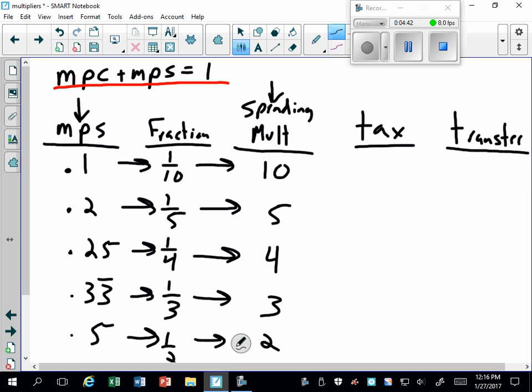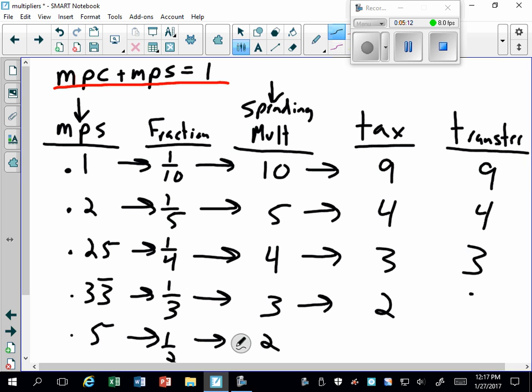Now, you're going to find the tax and transfer multiplier the same way you found the spending multipliers. You're just going to make one change here. Each time you figure out what the spending multipliers are, the tax and transfer multiplier, because it gets MPC'd and MPS'd first, is always just going to be one less. So if the spending multipliers are 10, the tax and transfer multipliers are 9. If this is 5, these two are just going to be 4. This is 4, these are 3, 3 is 2, and 2 is 1. So that's all you have to do.